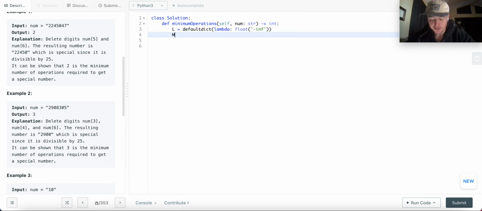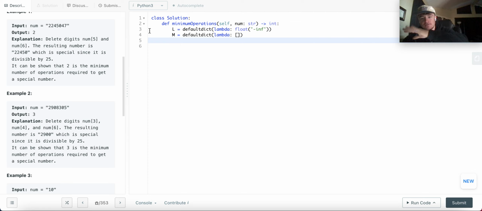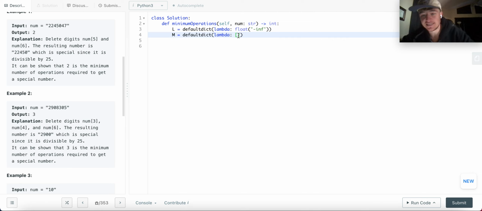And then the matches. What are the matches for all the numbers? Let's say that some numbers don't have matches, like 4, right? We skipped right over 4 because 4 didn't have a match. There's nothing you can match 4 with to make this work. 4 is never going to be the last digit because there is no divisibility by 25 with 4 as the last digit or as any digit, right?